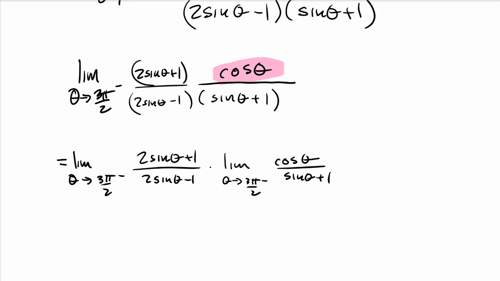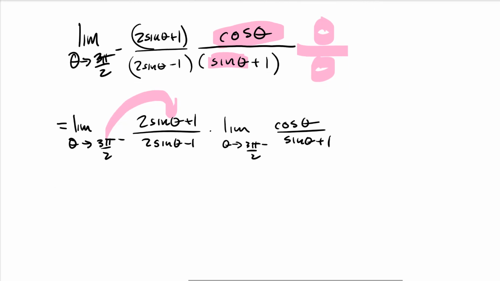What's cosine of 3 pi over 2? What's sine of theta at 3 pi over 2? What's sine of 3 pi over 2? Negative 1. It creates a 0 over 0. This we can just plug right into. We're good to go.